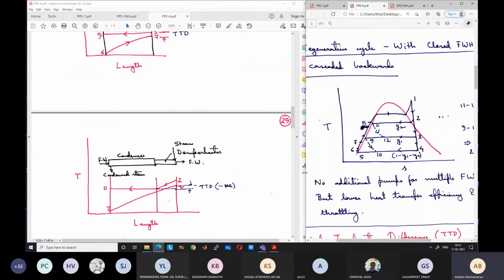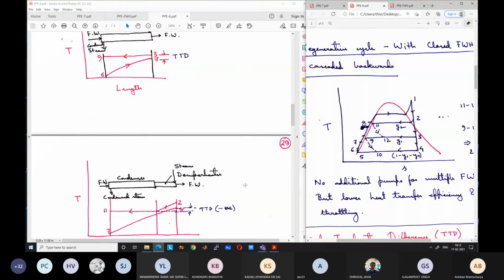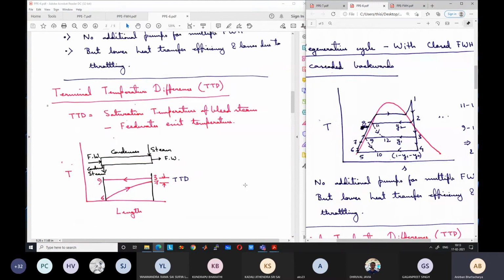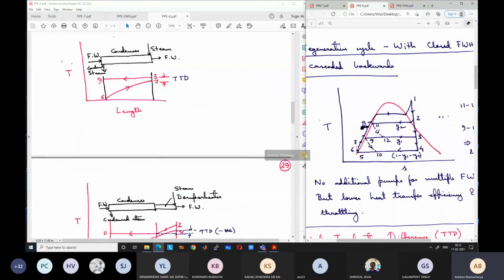So any questions regarding this terminal temperature difference or related things that we have discussed today? These are already there in the notes. Please go through the notes after the class, before the next class.